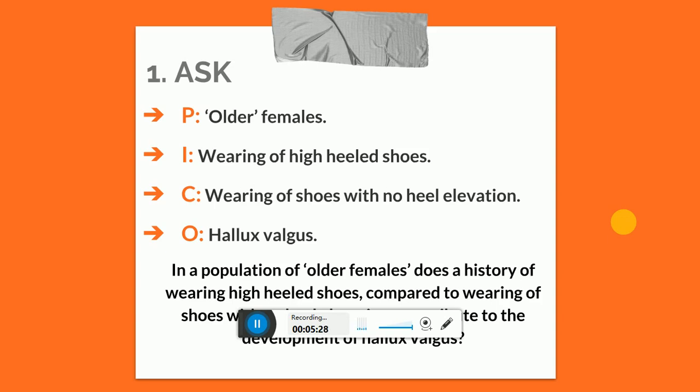By combining these elements together, we then formulated the research question. In a population of older females, does a history of wearing high-heeled shoes in comparison to wearing shoes without heel elevation contribute to the development of hallux valgus?